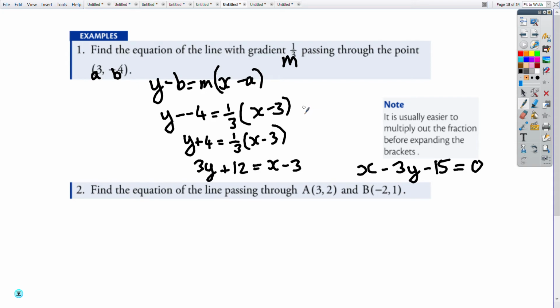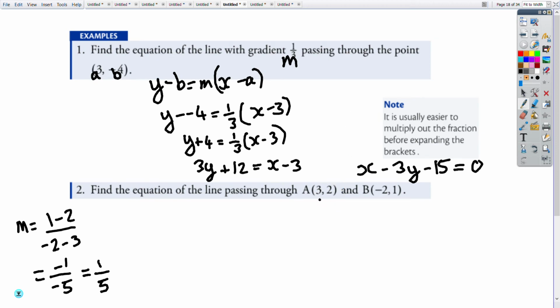That's not incorrect. Okay, this one here doesn't give you a gradient, and so the only difference here is we need to work out the gradient first. So it's m equals y2 minus y1 over x2 minus x1. So that's -1 over -5. So it's a fifth.